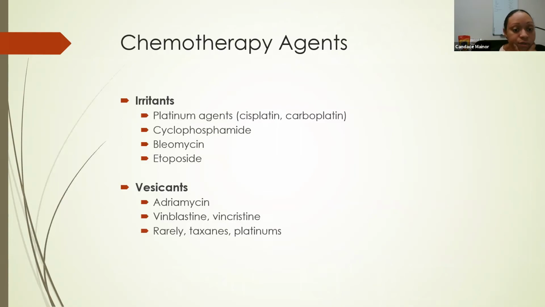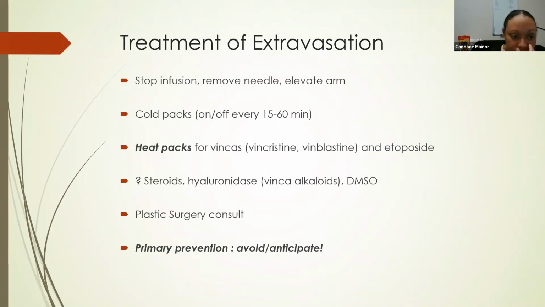Just for general knowledge, of the chemotherapy agents that we use, the drugs that are considered irritants include the platinum agents, cyclophosphamide, bleomycin, and etoposide. The vesicant agents are considered to be doxorubicin, vinblastine, vincristine, and rarely, in certain situations, taxanes, and also platinums can cause damage similar to a vesicant. How do we treat this?